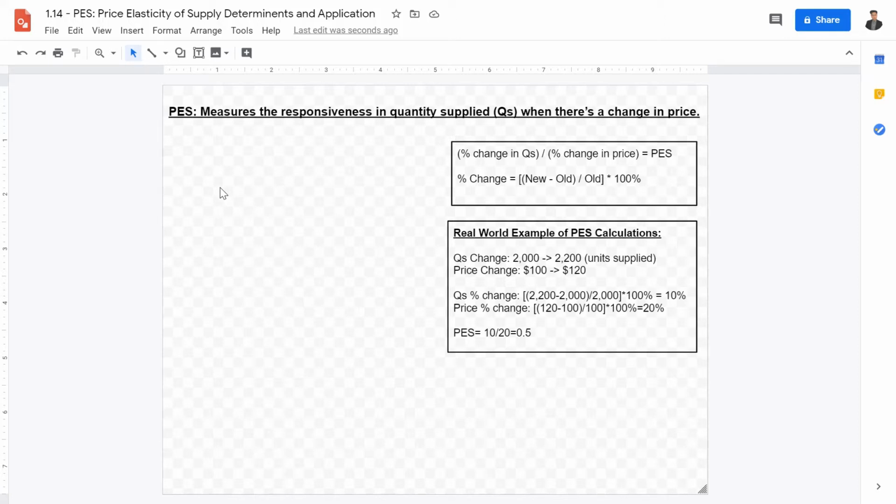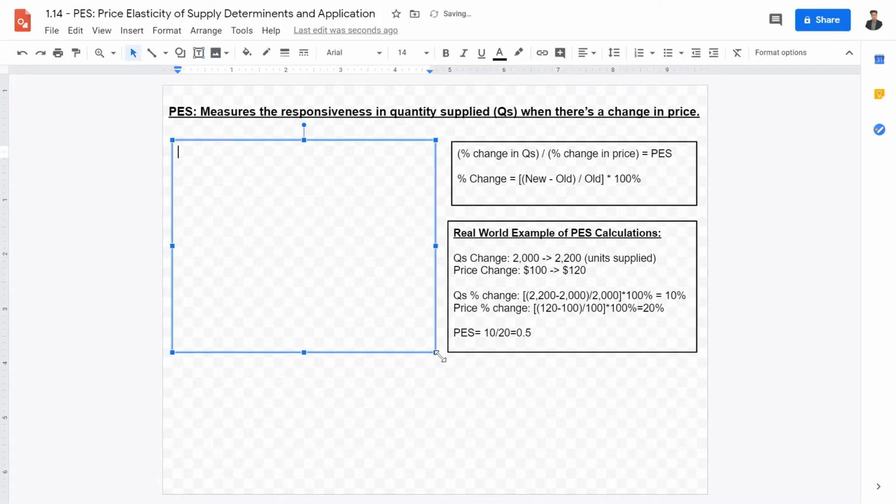Now that we have our PES calculations, what do the figures mean? The interpretation of the figures is a very important thing we have to be able to understand. Not only do we need to be able to calculate the PES figures, we also need to be able to interpret them. There are basically 5 things you need to know.